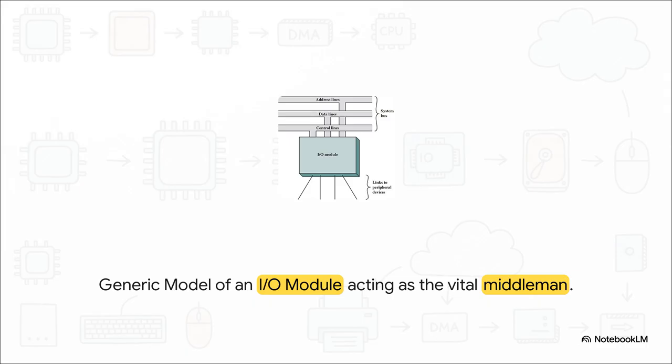Up at the top, you've got the system bus, which is basically the high-speed exclusive highway for the processor and memory. Down at the bottom are the slower links out to the peripheral devices. And sitting perfectly right there in the middle is the I/O module. It acts as this vital translator and traffic cop, bridging the enormous gap between the blazing fast internal system and all those diverse external devices.